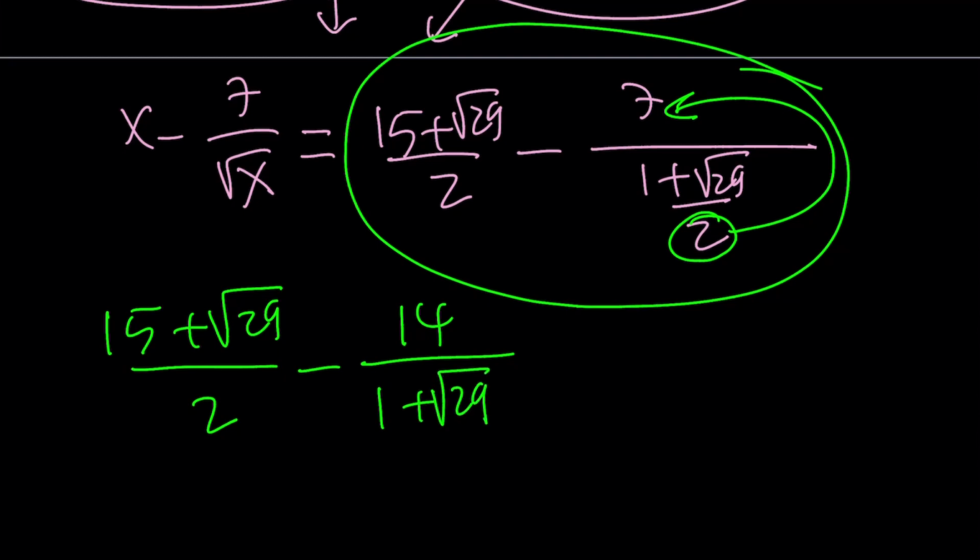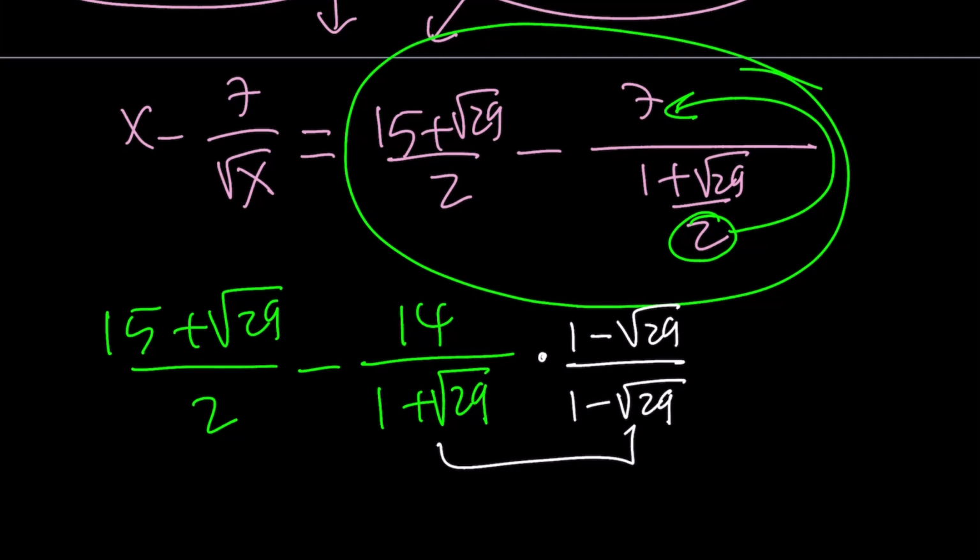Awesome. So this is what we're trying to find. What can we do to rationalize the denominator? Multiply by 1 plus root 29. I mean minus, not plus, of course. It should be the conjugate. And 1 minus root 29.